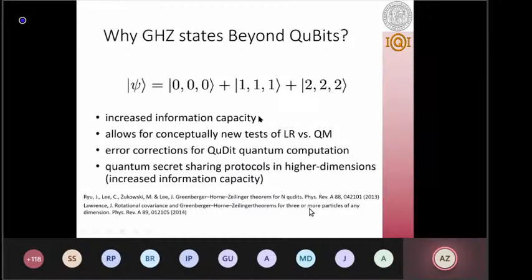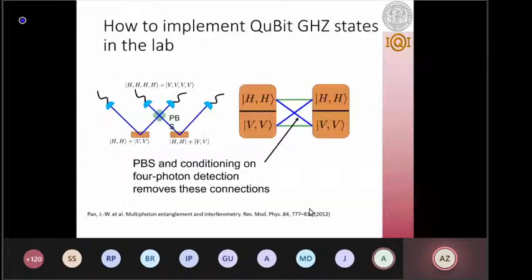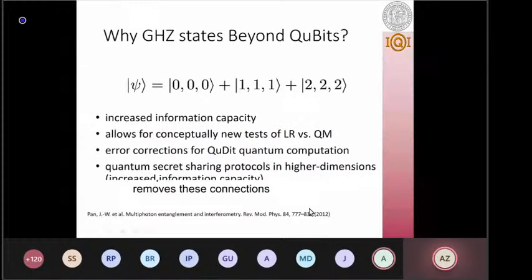Now, it's clear that this has increased information capacity. It is also clear that you have new interesting tests of local realism. You can have new error correction, of course, possibilities, etc. Now, what to do to go to higher dimensions? When we go just to 4 dimensions, to 4 particles, I remind you, the key was now in a newer way to draw the same as you saw before.